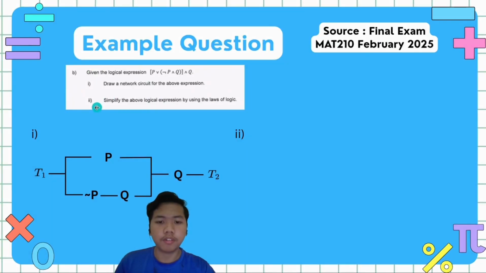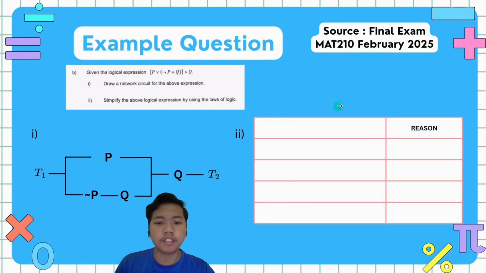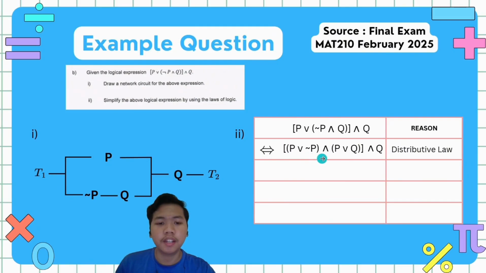Now, look at question 2. We need to simplify this logical expression using law of logic. Before we start, let's draw a table, equation on the left and result on the right. Notice that we have two P's, one inside the bracket as not P and one outside the bracket as P. Since our sign is OR and the other one is AND, we can expand it using distributive law, and we will get P or not P, and P or Q, and Q.